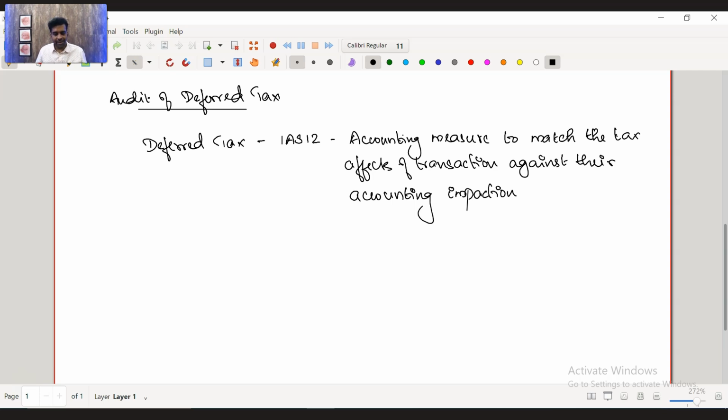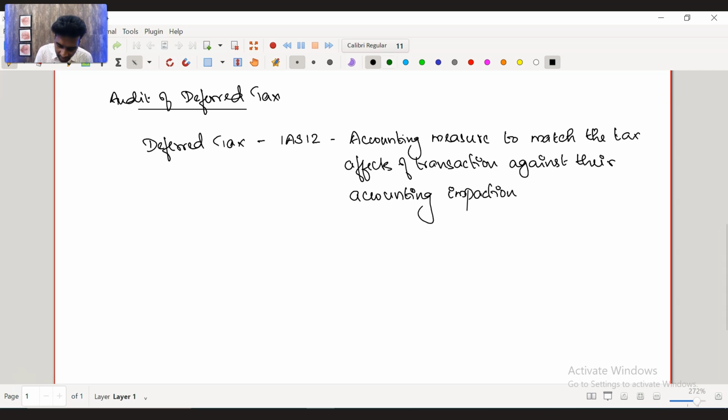We create a deferred tax liability because today we might pay less tax, but tomorrow we might end up paying more tax. So for tomorrow's effect, we create a liability. Deferred tax asset we create when maybe today we are paying more tax, but tomorrow we will pay less. So we will create a deferred tax asset because tomorrow we don't have to pay that much tax.